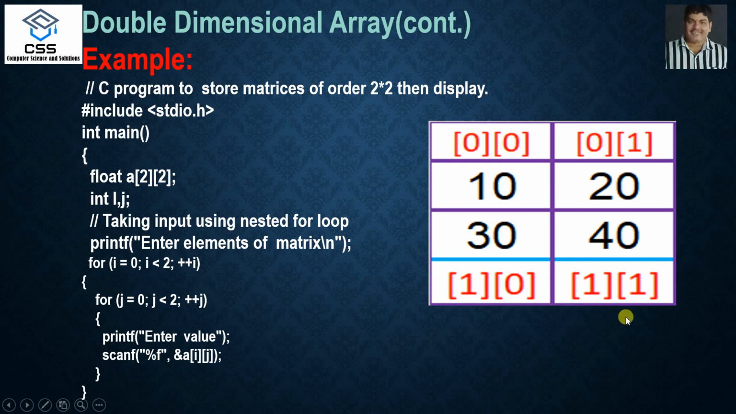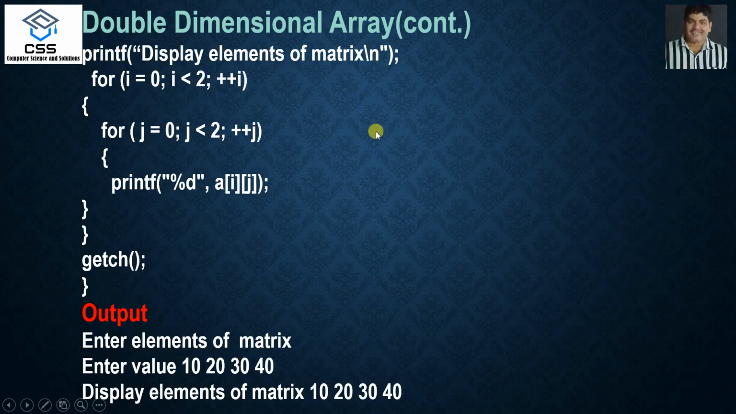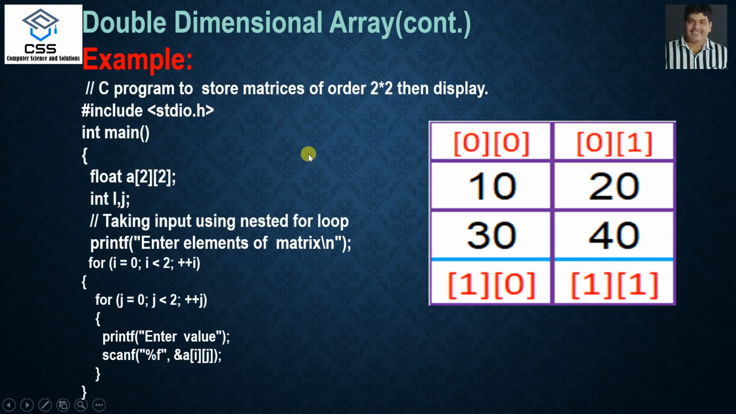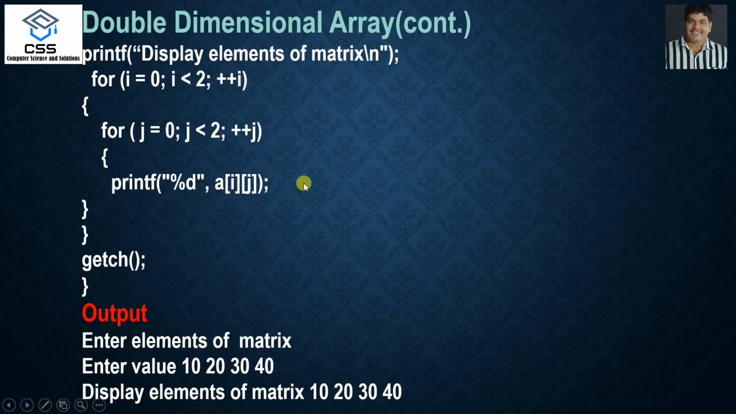Next location is 1 of 0. Then j is incremented by 1, becomes 1, 1 is less than 2, yes. Next location is i1, j1, means this value will be displayed. Then j is incremented by 1, 2, 2 is less than 2, false. i is incremented by 1, 2, 2 is less than 2, false. It comes out of the loop. Till then, all 4 elements will be displayed.